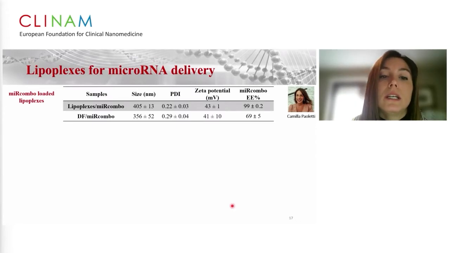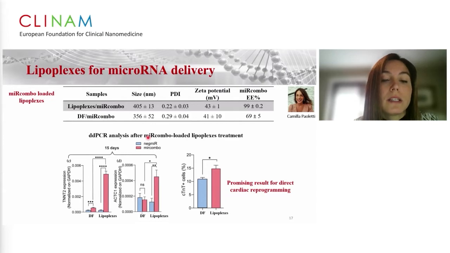Finally, MIR combo-loaded lipoplexes were developed and physicochemically characterized. The size, the potential, and encapsulation efficiency were similar to NEGMIR-loaded lipoplexes. After 15 days post-transfection, a tenfold increase of the TNNT2 cardiomyocyte marker was observed, and also a high percentage of cardiac troponin positive cells was obtained for lipoplexes compared to DharmaFECT lipoplexes. Overall, these results are promising because we could improve the direct reprogramming only by changing the type of nanocarrier with the same oligonucleotide.